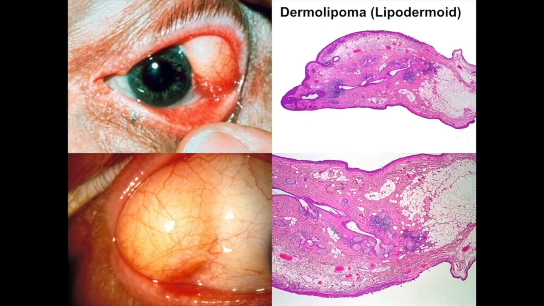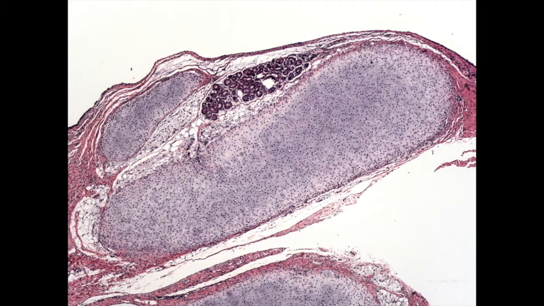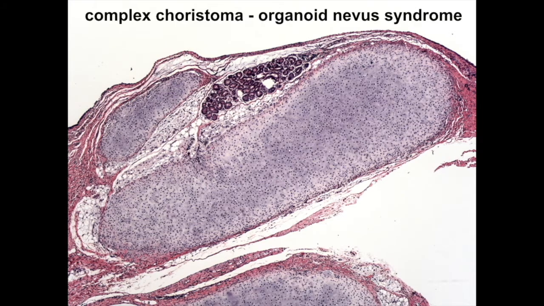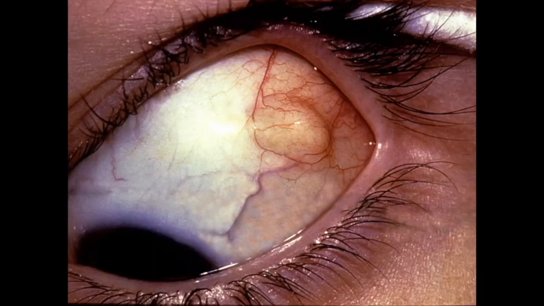A dermoid that has lipid in it is called a lipodermoid or a dermolipoma. The question is whether one of these cases here may represent herniation of orbital fat rather than a lipodermoid. Complex choristomas have other elements, including hyaline cartilage and lacrimal gland. This is a case in a patient with organoid nevus or the nevus sebaceous of Jadassohn syndrome.